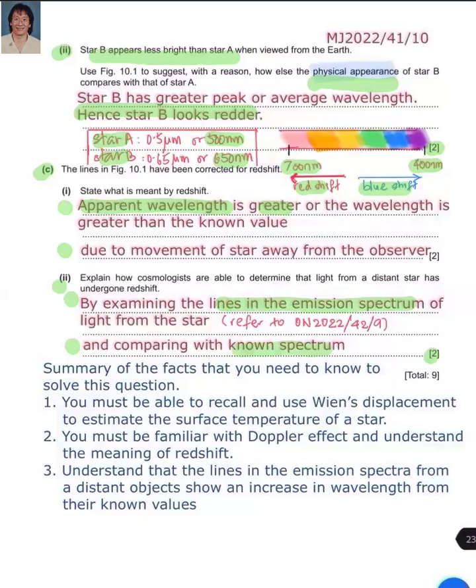This is a summary of the facts that you need to know to solve this question. Number 1, you must be able to recall and use Wien's displacement law to estimate the surface temperature of a star. Number 2, you must also be familiar with the Doppler effect and understand the meaning of redshift. Number 3, and finally, you must understand that the lines in the emission spectra from a distant object show an increase in wavelength from their known values measured on the Earth.